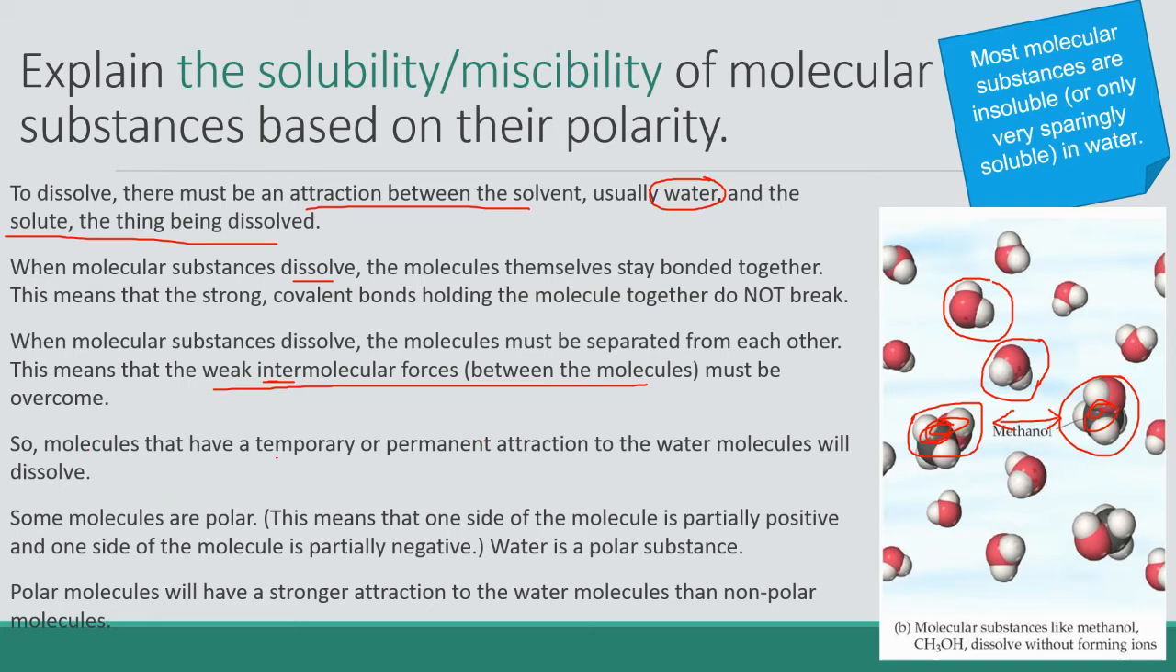So the molecules that have these temporary or permanent attractions to the water molecules will dissolve. Some molecules are polar. Methanol is polar, and we're going to talk about polarity in a later video. But water is a polar substance, so just remember that there's more likely to be attraction between two polar molecules, and so there's a stronger attraction and they're going to be more soluble.